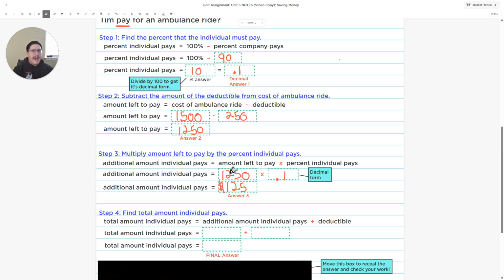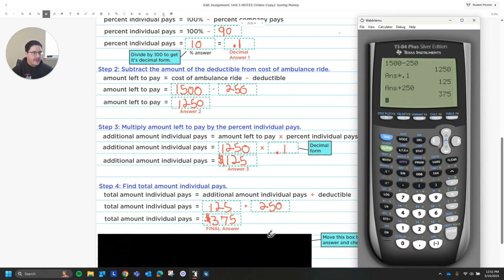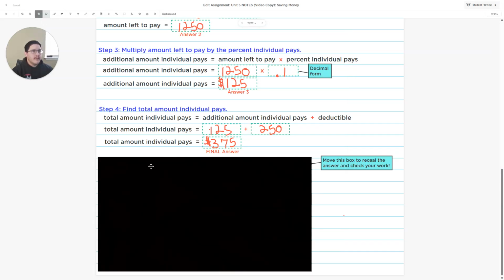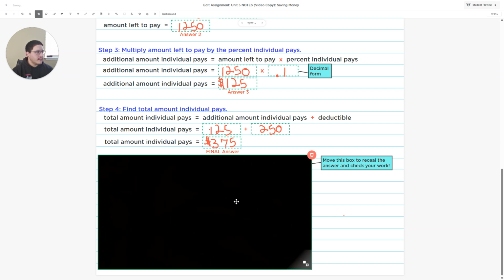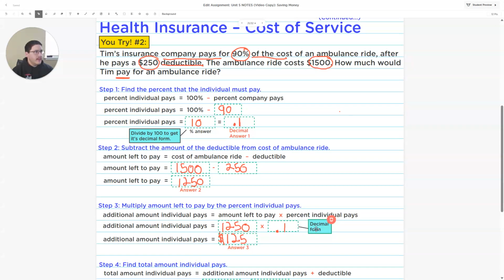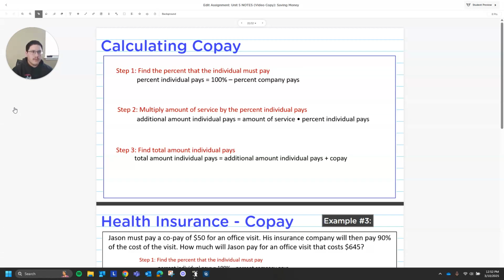Now, let's figure out what Tim has to pay altogether. Tim has to pay $125 plus the $250 deductible from earlier, which if you add those together should be $375. Let's check just to make sure. So 125 plus 250 is 375. Now let's check back here. Yep, there we go. $375. That's what Tim will have to pay for this ambulance ride. And that's it. That's the final answer for you try number 2.